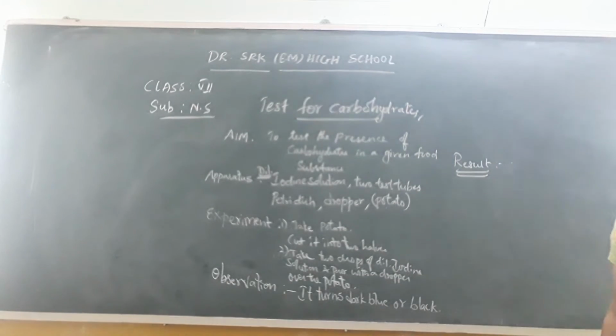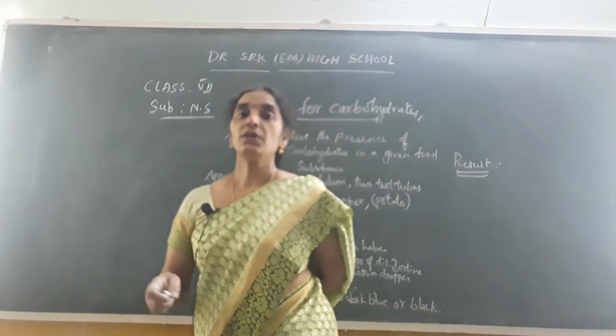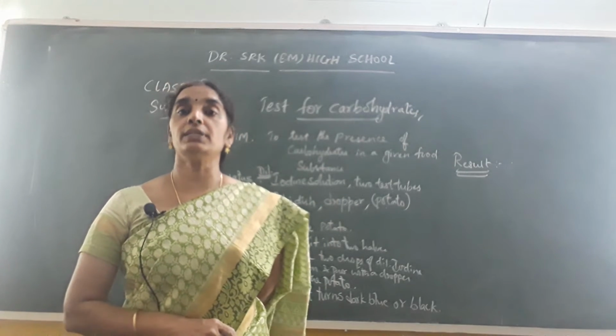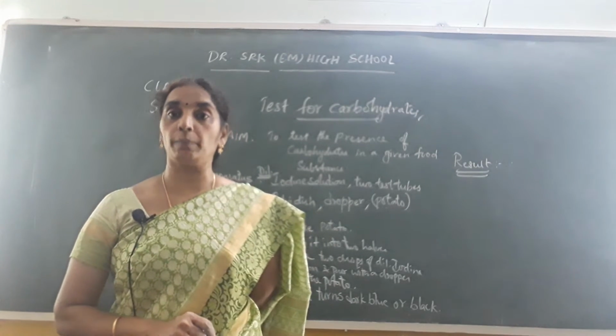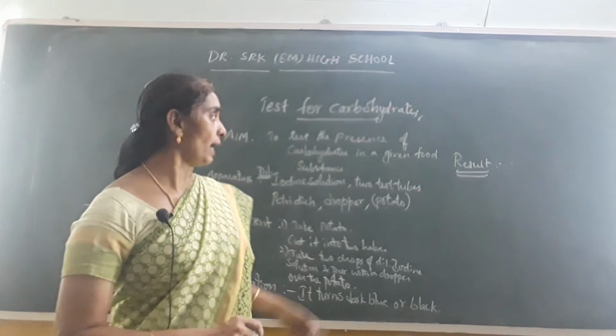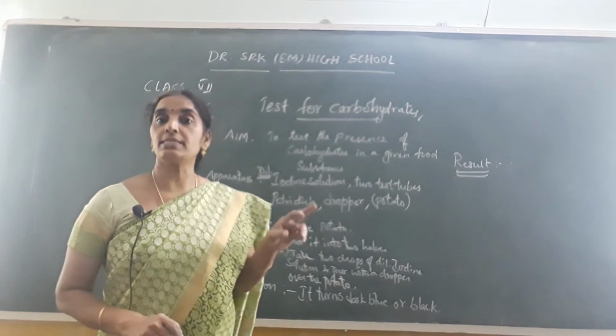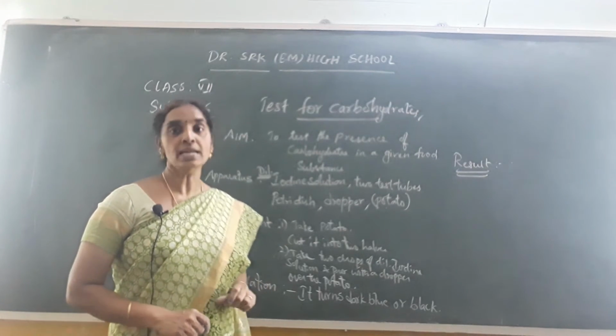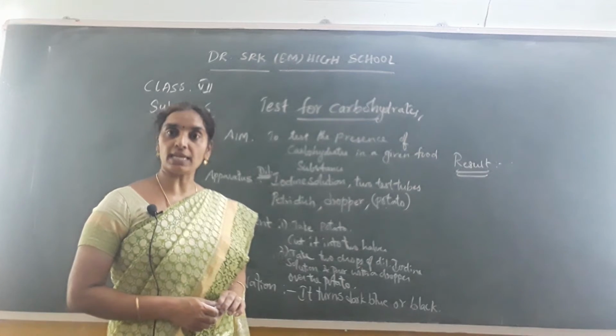So you can write down neatly about the test for carbohydrates in your notebooks after reading the textbook, children. From these inferences we can confirm that a substance contains carbohydrates if the substance turns dark blue or black on addition of the dilute iodine solution. Then it is a confirmation test for the presence of carbohydrates in a given substance. Okay children, is it clear now?